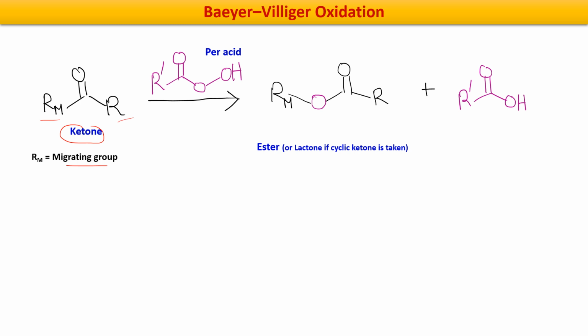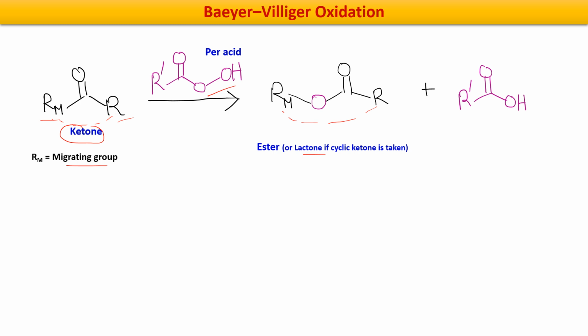The reagent is a peracid. As you can see here, we have an oxygen-oxygen bond. So this acid is a peracid, and on the product side we are seeing A star. Now if this Rm and R are connected, then you will get a lactone, that is a cyclic ester. Cyclic ester is lactone. So if these two groups are connected, you will get a lactone, and that depends on whether your ketone is cyclic or acyclic.